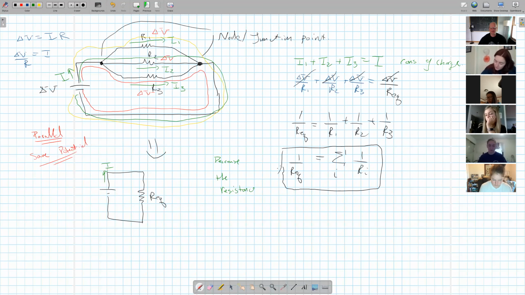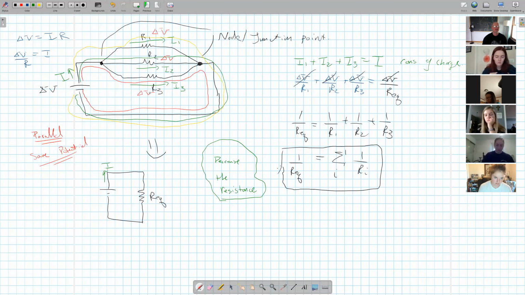So when you add resistors in parallel, you actually decrease the overall resistance. When I add all three of these in parallel, that creates a resistor which has less resistance than any one of these. That's the overall effect of doing that. So if I want a larger resistance, I add them all in series. If I want less resistance, I add them all in parallel. Okay, that's the overall effect.